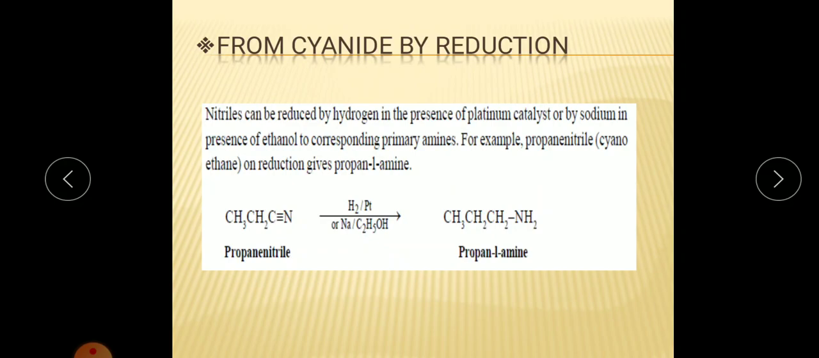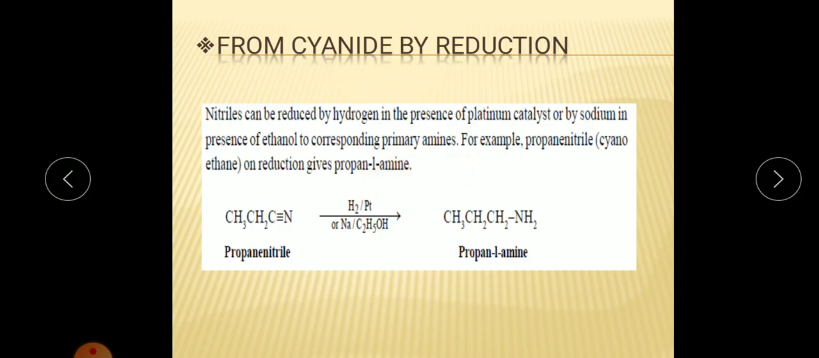Next we can also prepare amines from cyanides by the reduction method. Nitriles, which we also call cyanides, can be reduced by hydrogen in the presence of a platinum catalyst or by sodium in the presence of ethanol to the corresponding primary amines. So these are the reducing agents. For example, propane nitrile, that is cyanoethane, on reduction gives propan-1-amine.